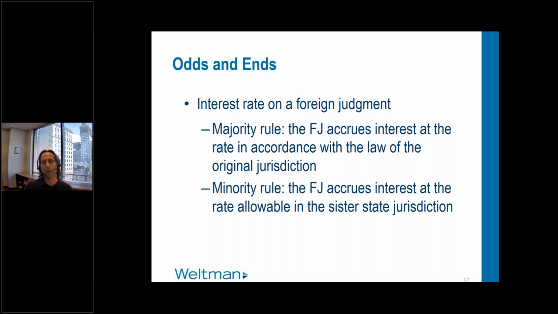All right, the minority rule, which just a few states follow, is that your foreign judgment can run at the interest rate of the state where you domesticate. The sister state's rate is the rate of interest that you're allowed to run it at. So if it's a lower rate, then you just have to lower it, and that's the way it goes. But if it's a higher rate, some creditors might say, oh, that's great, we're going to raise the rate now and collect more interest.